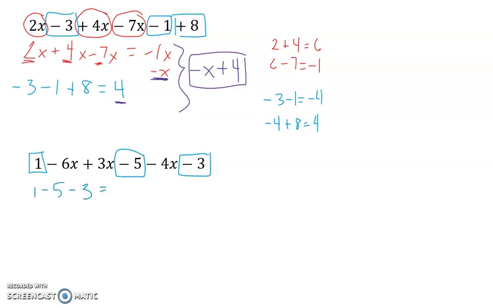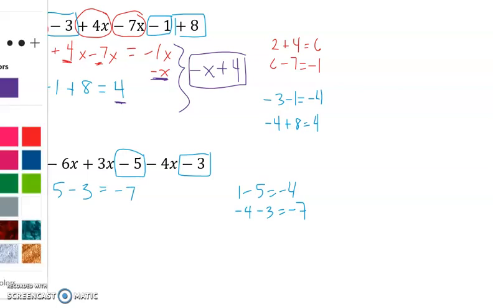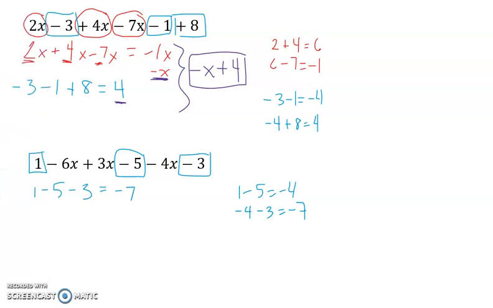1 minus 5 is going to be negative 4, and then I take that answer minus 3. So I'm at negative 7 for my constants. Now I go look for other like terms. I have a negative 6x. So I'm looking for things with x now. I have positive 3x. I have this negative 4x. Let's write it down.